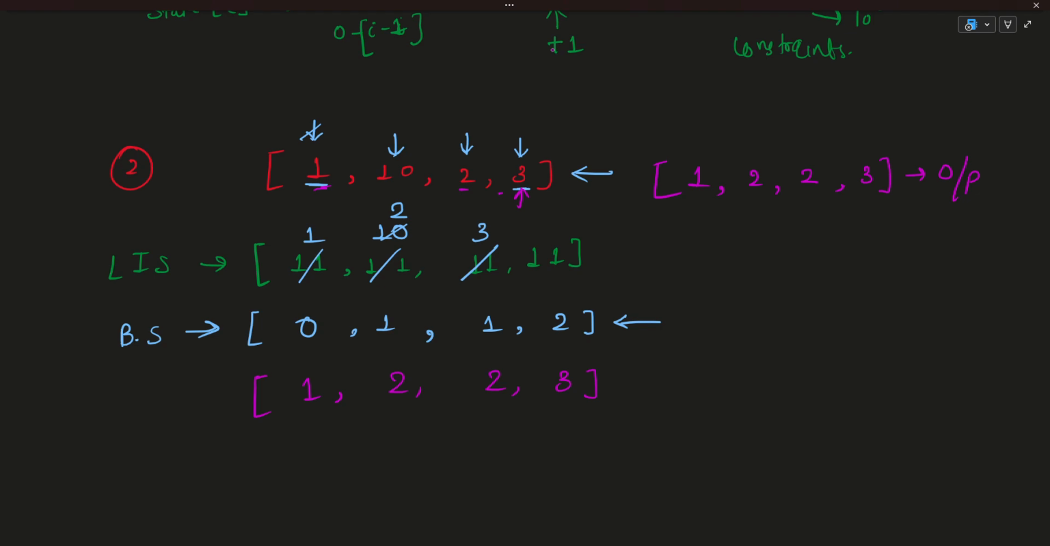Are you able to find out any relationship? Yes, we are able to find a relationship. This is nothing but +1 in the binary search result output array, and if I add +1 to those values, I am able to find the resultant array. So 0 plus 1 is 1, 1 plus 1 is 2, 1 plus 1 is 2, 2 plus 1 is 3. So this is the same as my output array. Okay, so this is the way we can solve this problem using binary search.